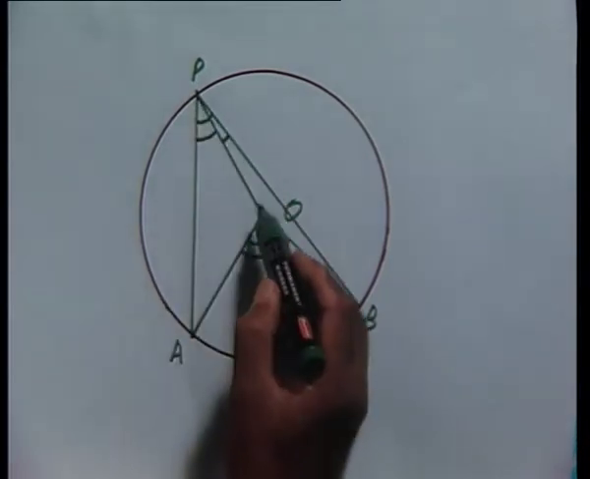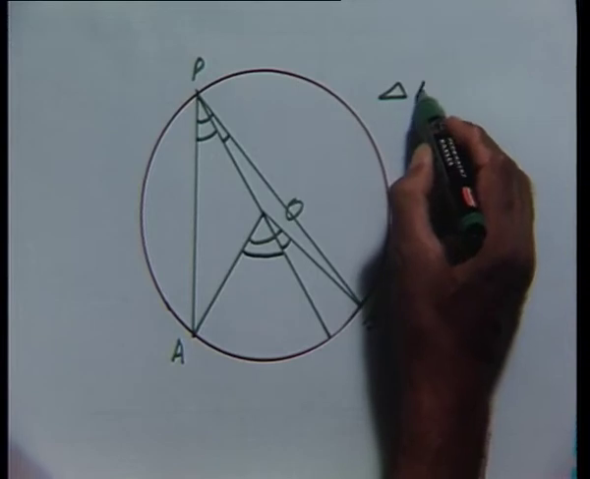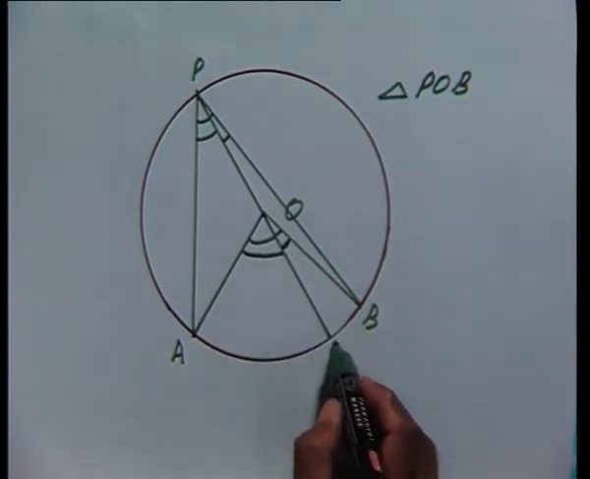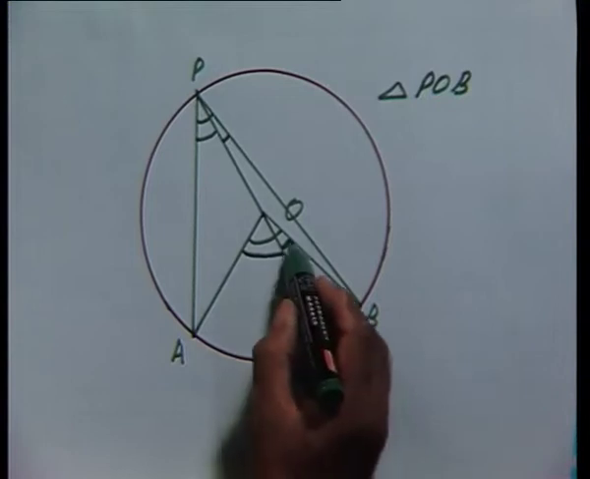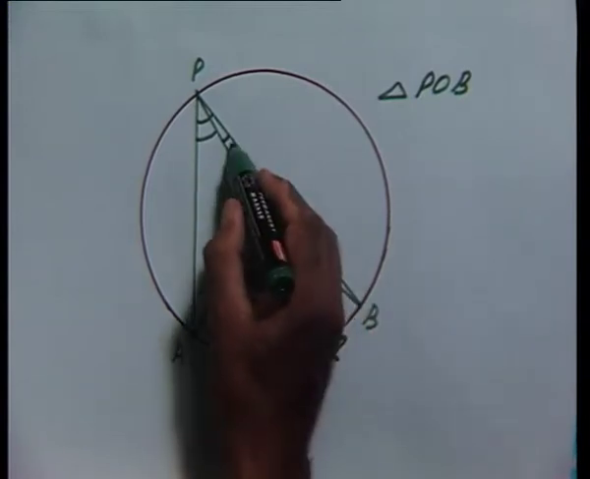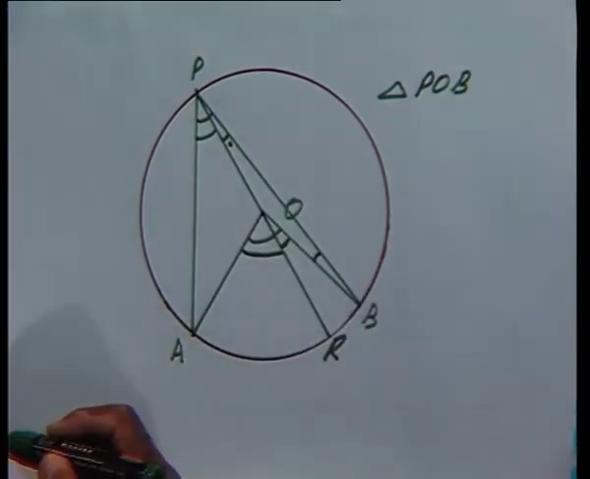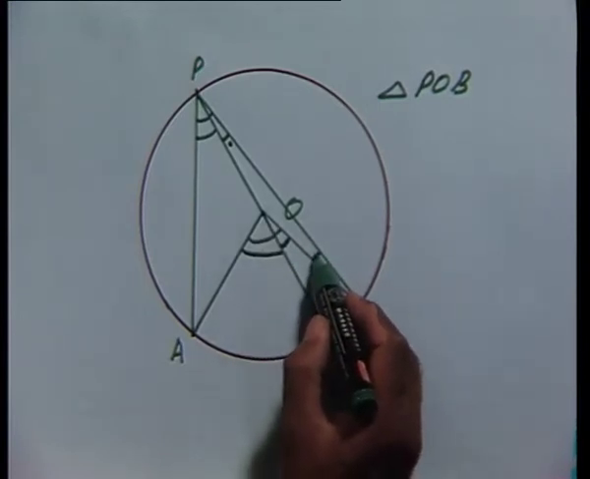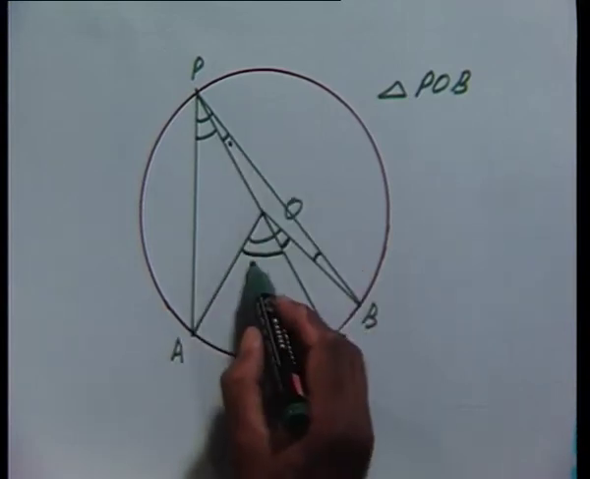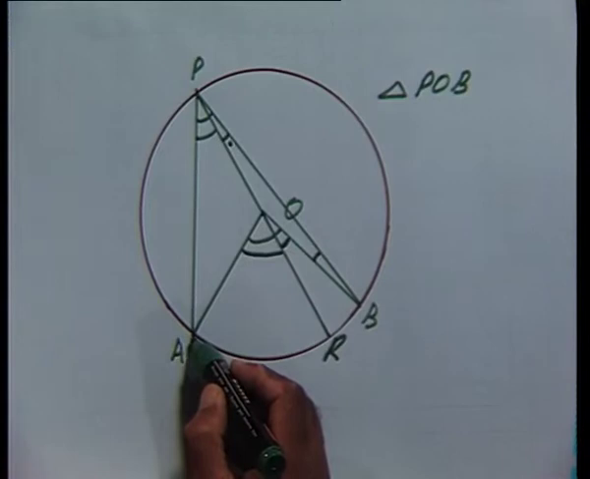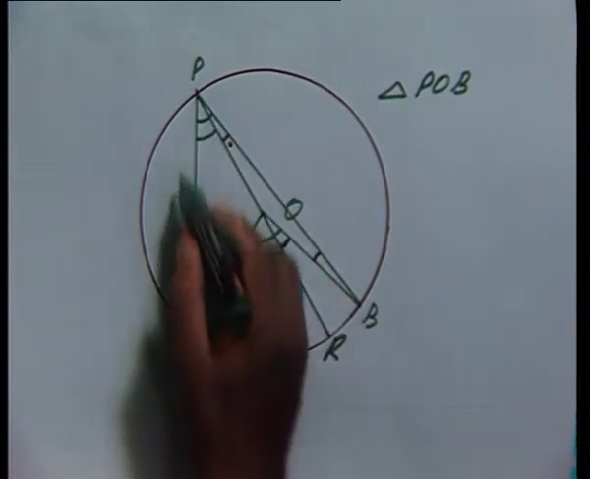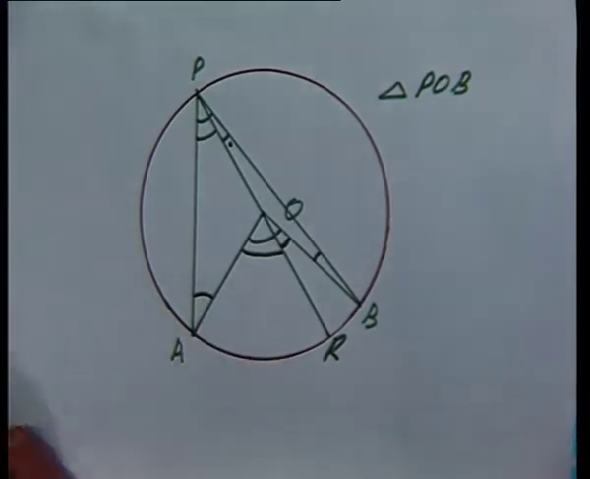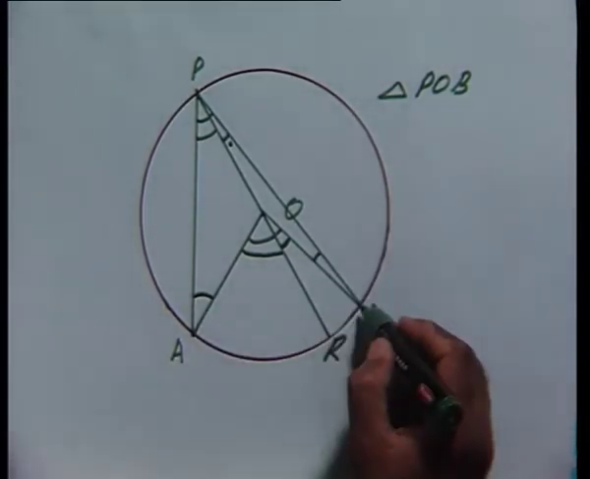Now, look at the triangle POB. What do you see in that? This angle, if I call this R, this angle BOR is the exterior angle, should be equal to the sum of this and this angle. This angle BOR is the sum of this angle and this angle. Similarly, angle ROA is the exterior angle for this triangle, OAP triangle, and this angle is equal to the sum of this angle and this angle. Let us write it down. First, we talked about BOR.